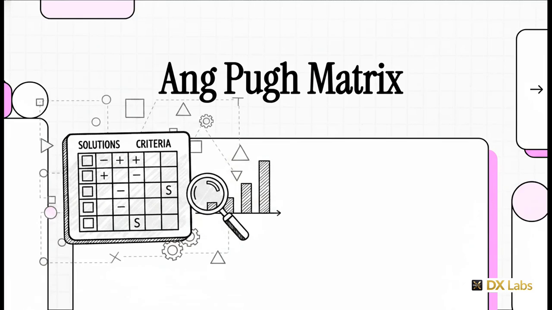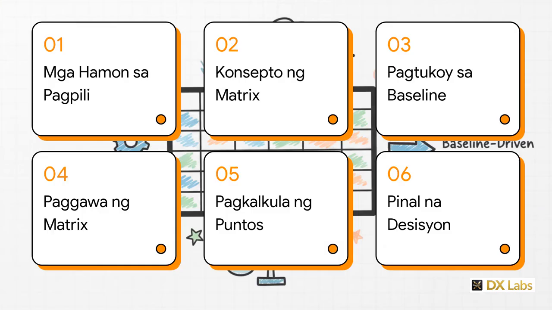Sa Lean Six Sigma DMAIC, improve phase kapag sandamakmak na ang posibleng solusyon ninyo. We use the Pugh matrix para gawing objective and data-driven ang pagpili. Pag-uusapan natin ngayon ang Solution Selection Challenges, the Pugh matrix concept, establishing the baseline, setting up the matrix, tallying and weighted sums, and making the final decision.